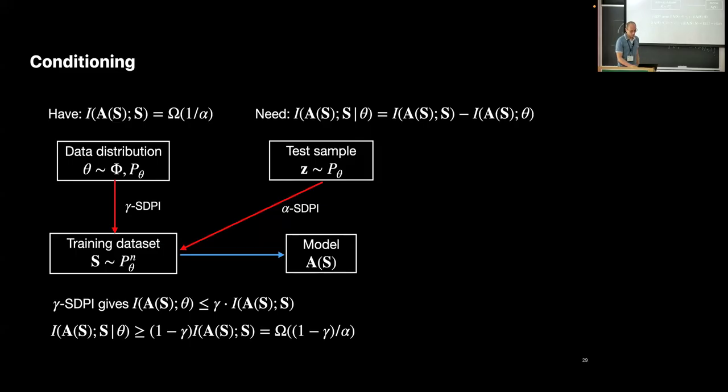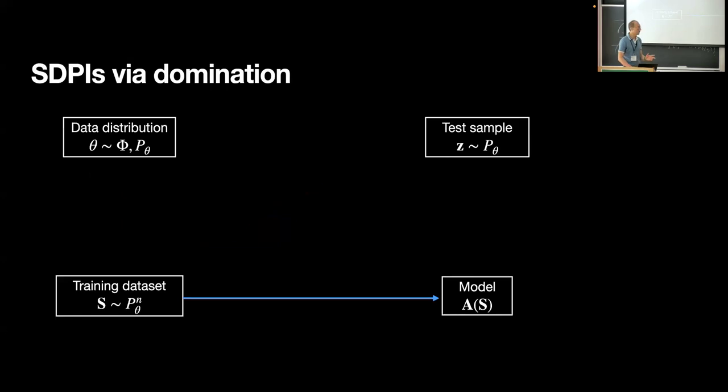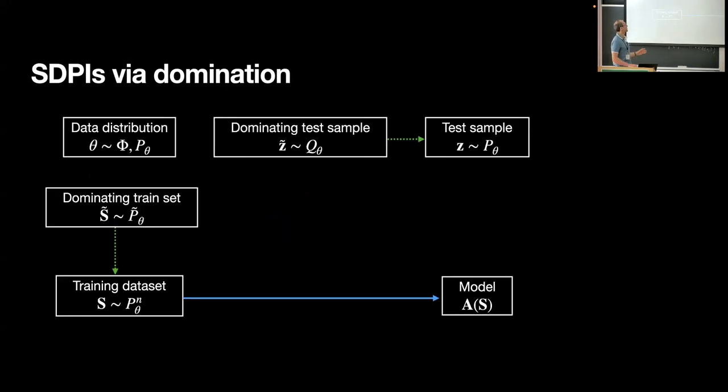Things are a little more complicated when you have an entire data set. It's just that SDPIs are tricky to prove. People don't prove them for data sets. So what we do to get this, we have an extra argument we call SDPI via domination. We introduce some extra random variables, which we call dominating test sample and dominating train set. These are random variables which are structurally much simpler.